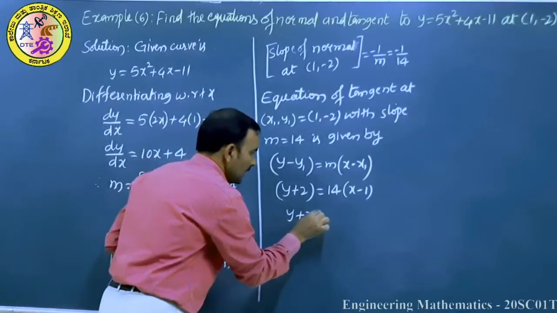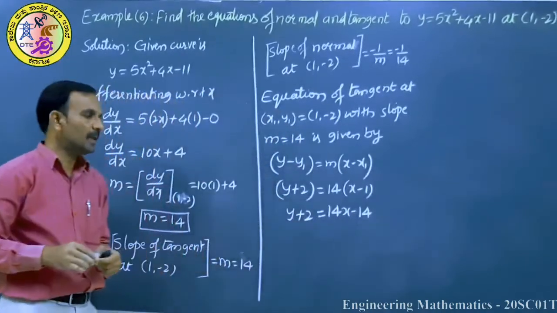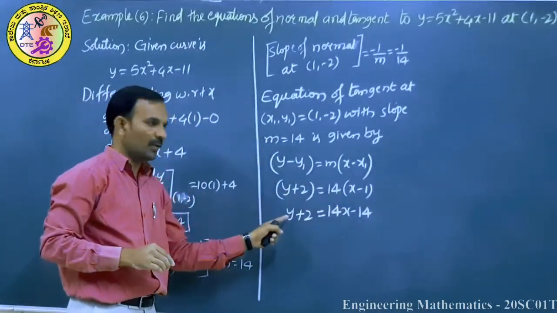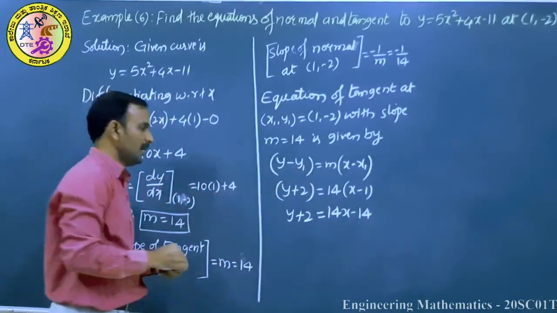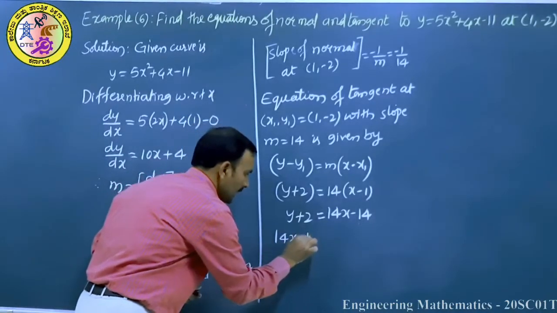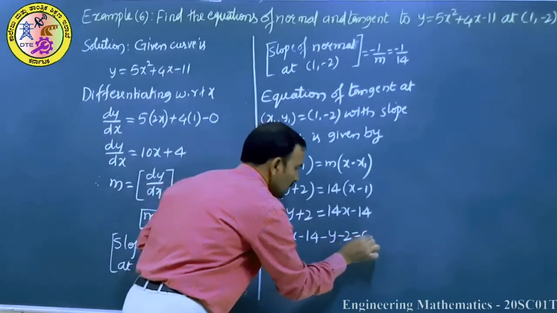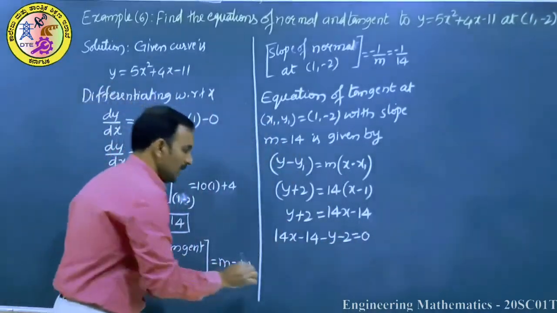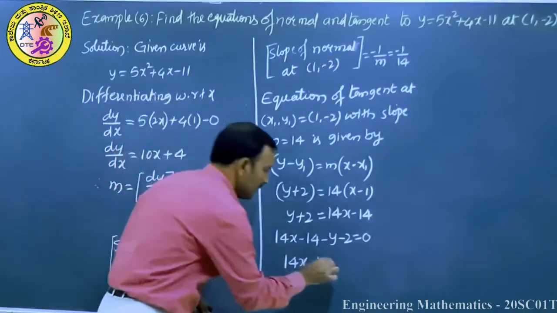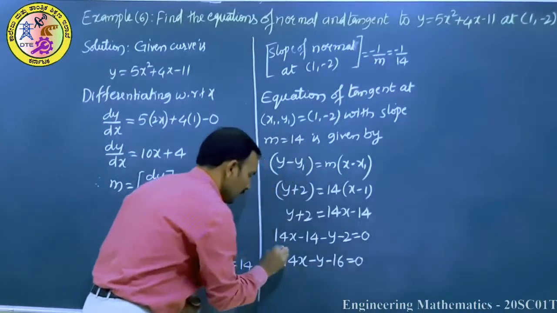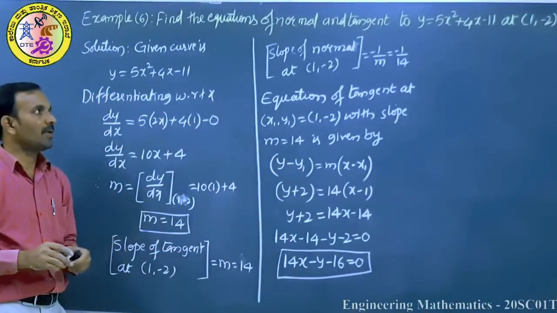Y plus 2 as it is, equal to 14 into x, 14x minus 14. To keep x positive in the first term, I will take y to the right hand side. That is 14x minus 14 plus y becomes minus y, plus 2 becomes minus 2, equal to 0. That is 14x minus y minus 14 minus 2, which is minus 16, equal to 0. It is your required equation of tangent.